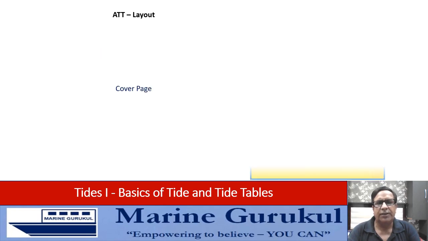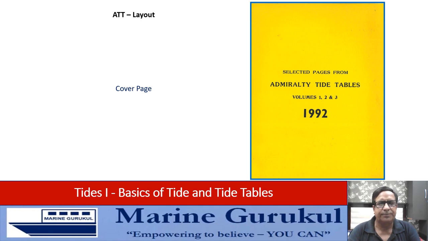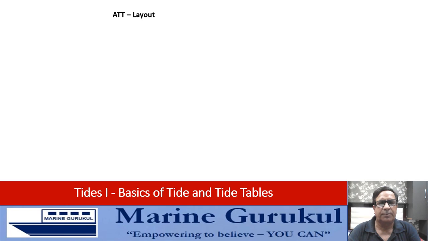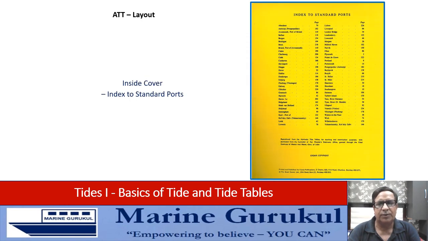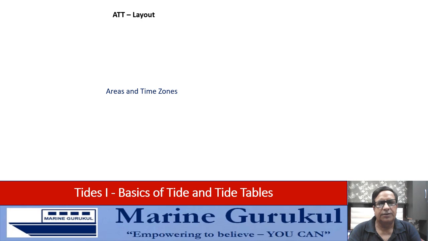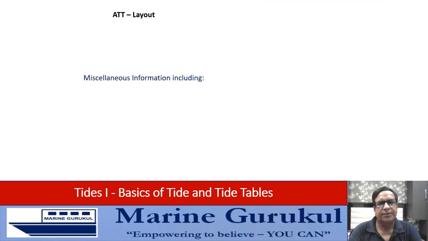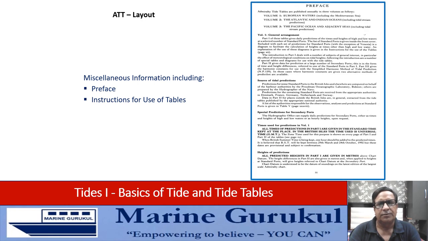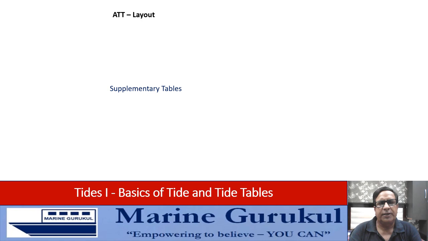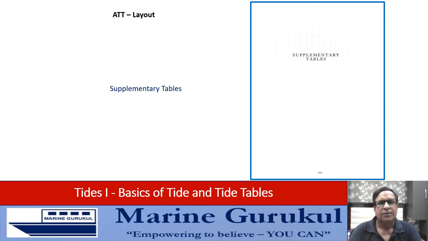So the layout of the ATT is, you have a cover page which looks like this as on the screen. Then on the inside of this cover page itself, you have the index of standard ports, as you can see in this one. Then we have this area and time zone diagram. Then the miscellaneous information, which includes the preface, as well as instructions for use of tables. The preface page starts something like this, as you can see. Followed by this are the supplementary tables, a set of tables to convert units, giving some arguments for some areas. So these are some supplementary tables. There are a series of tables which are contained.